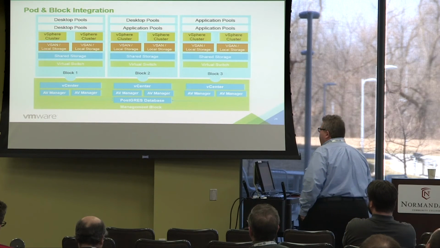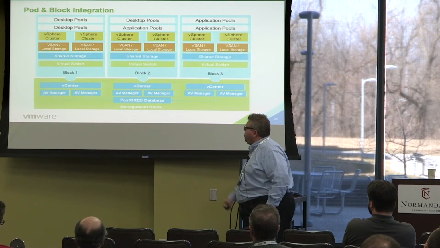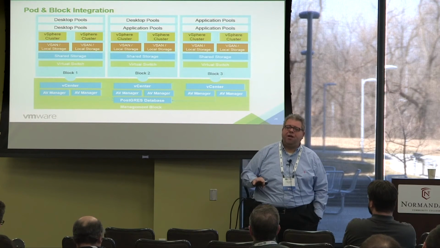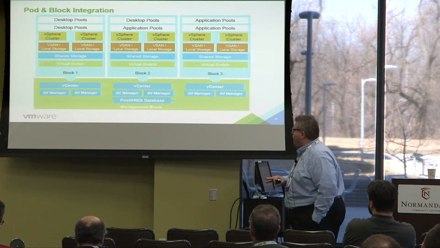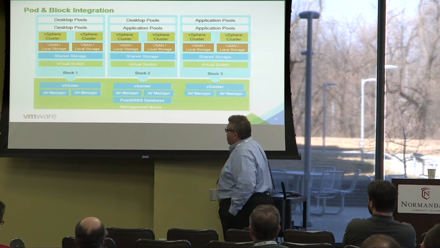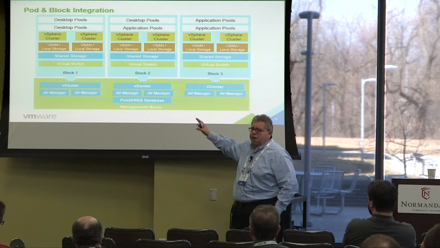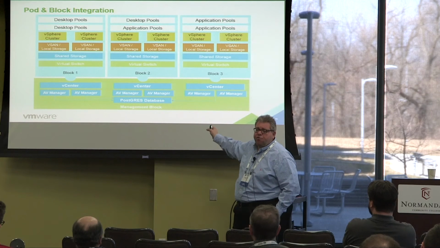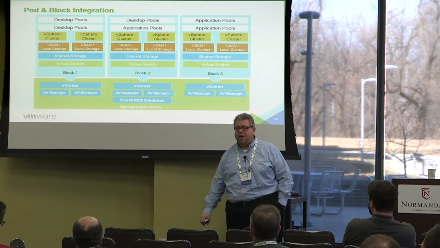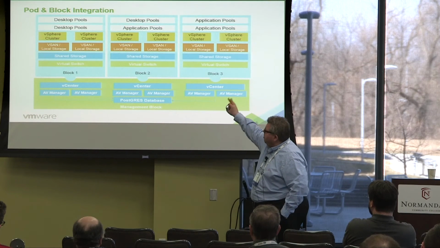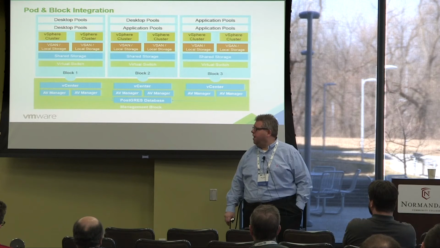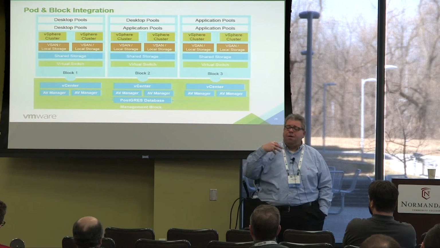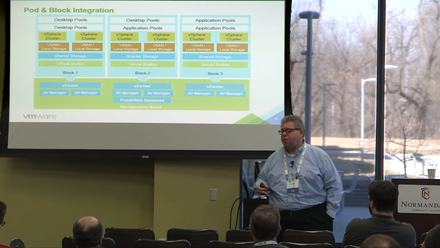I won't spend a ton of time on this, but this is just our standard Horizon pod and block architecture. So the concept is I've got this management block that has my vCenters in it, and it has my database. This is where my App Volumes Managers are going to live as well, as part of this management block. And then I have desktop blocks, and the desktop blocks have the actual desktops themselves, shared storage, maybe RDSH hosts, those kinds of things.